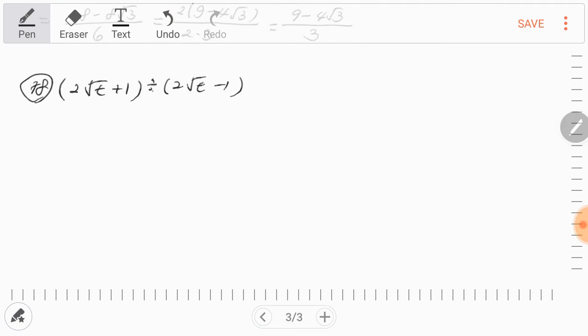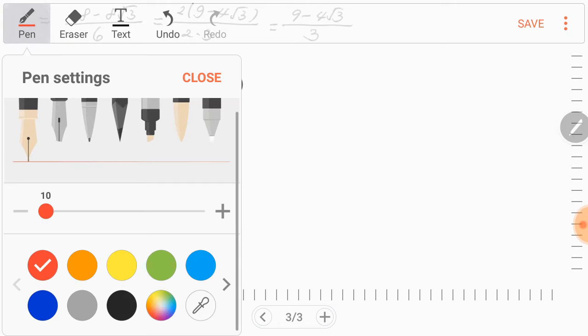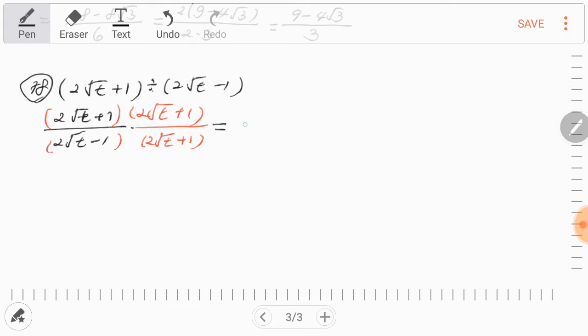Same thing, so we will write it as a fraction. The denominator is 2 square root of t minus 1. Multiply both top and bottom by the conjugate of the denominator, which is 2 square root of t plus 1. Multiply the numerator by 2 square root of t plus 1. Then using the FOIL method, the numerator is 2 times 2, which is 4, and square root of t times square root of t is what?